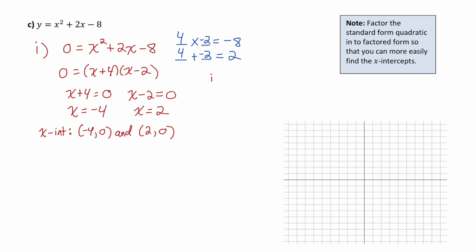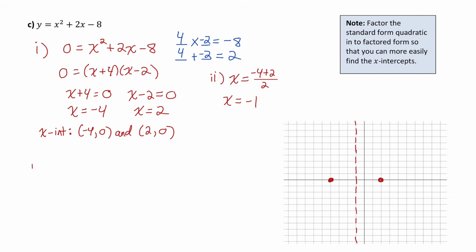Part 2, we have to find the equation of the axis of symmetry, which is always x equals the average of the x-intercepts. So just add negative 4 and 2 and then divide by 2. And that gives me x equals negative 2 over 2, which is x equals negative 1. So if I plot my x-intercepts at negative 4 and 2, I can see that the axis of symmetry, the line that goes through the middle of the parabola, will be at x equals negative 1. And then I know the vertex is going to be on that axis of symmetry somewhere.